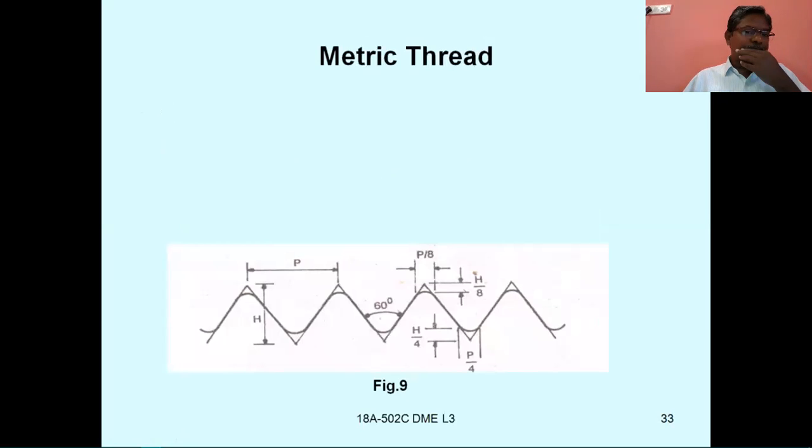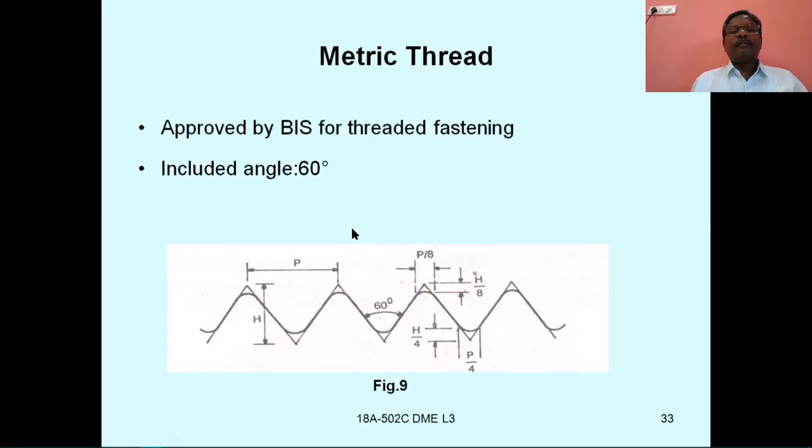So now, the last one is the metric thread. Here is the metric thread, and it is also called the ISO thread. It is approved by BIS, that means Bureau of Indian Standards, for thread fastening. That means we can say it is also an Indian standard thread. It is approved by BIS for thread fastenings, and the included angle is 60 degrees.